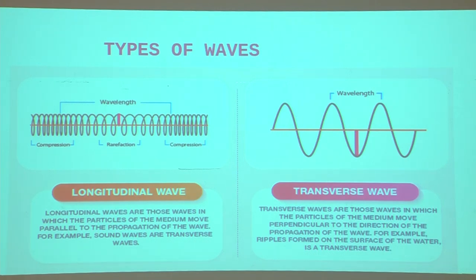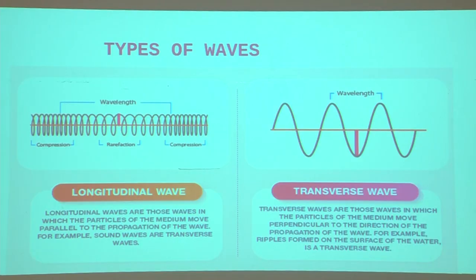Next type of mechanical wave is longitudinal waves. What are these waves? Just I have taken a spring-like thing, a bigger version of a spring is called a slinky. The compressions and rarefactions of the slinky are shown in the diagram.